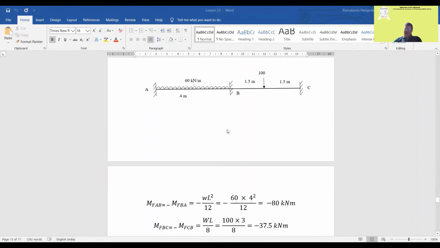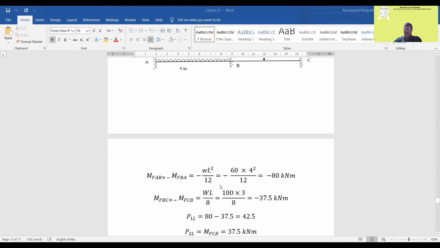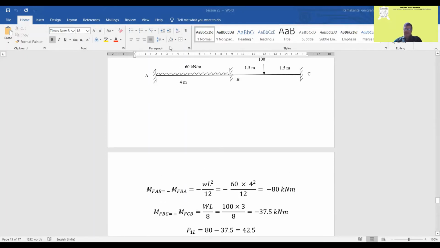Then the fixed end moments at AB and BA, as you already know, MF AB is equal to minus MF BA, that is minus WL square by 12 and plus WL square by 12. You can calculate the value. W is equal to 60, L is 4, L square, so it comes to minus 80. That means MFAB is equal to minus 80, MFBA is equal to plus 80. That means here the moment is acting anti-clockwise 80, and here the moment is acting clockwise 80, right? For this part.